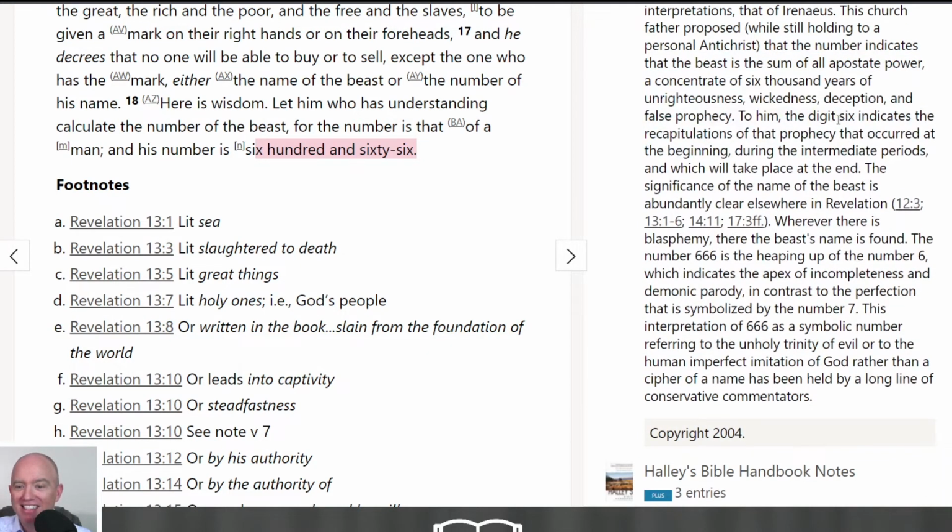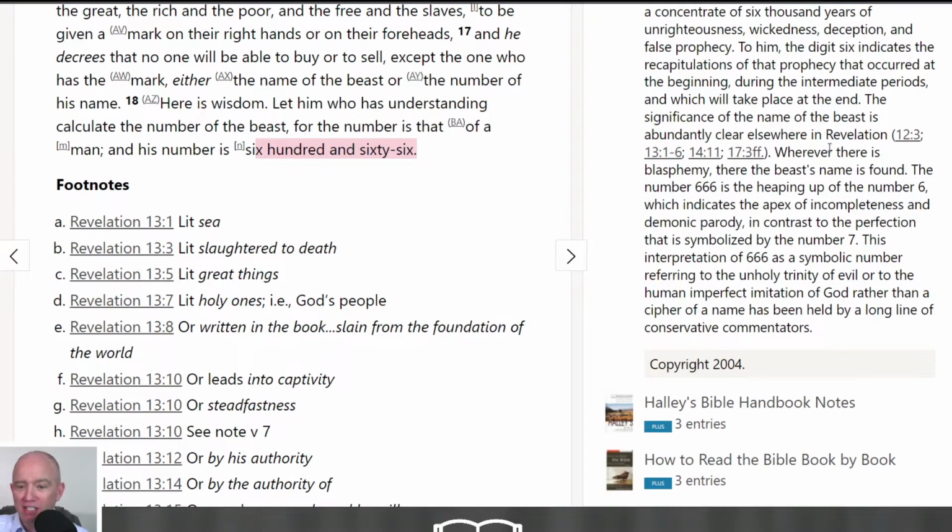So we see in this number a concentration of all of that false teaching. To him, the digit 6 indicates the recapitulations of that prophecy that occurred at the beginning during the intermediate periods. The significance of the name of the beast is abundantly clear elsewhere in Revelation. Wherever there is blasphemy, there is the beast's name found. So we're seeing that the beast's name is connected to blasphemy. The number 666 is a heaping of the number 6. And this is really the key to understanding the numbers, right? So all of that other stuff is this idea of how the beast's name is just false prophecy incarnate. But what does the number 6 mean, and what does the 3 of them mean?